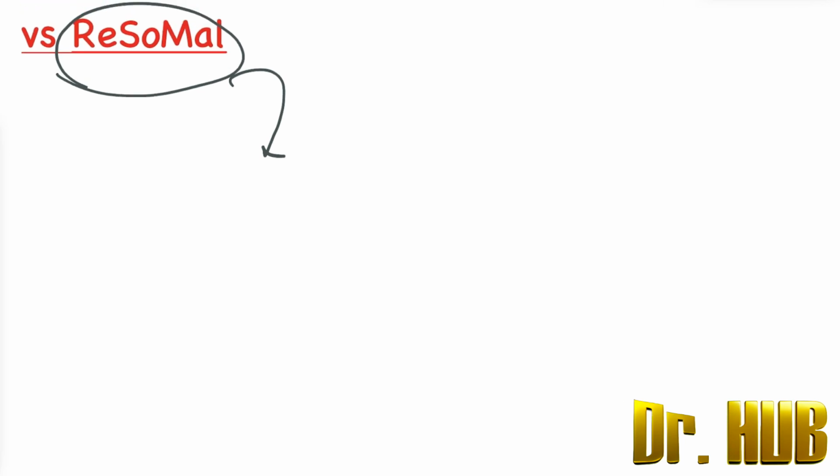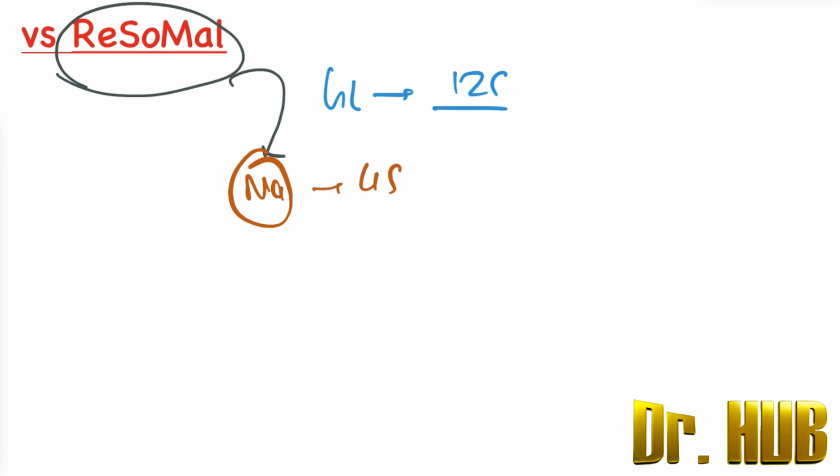Next we are going to look at the ReSoMal. In terms of the ReSoMal, the glucose is about 125, whereas in low osmolar ORS it was 75. Next we look at the sodium. The sodium is 45. And what about the potassium? The potassium is going to be 40.